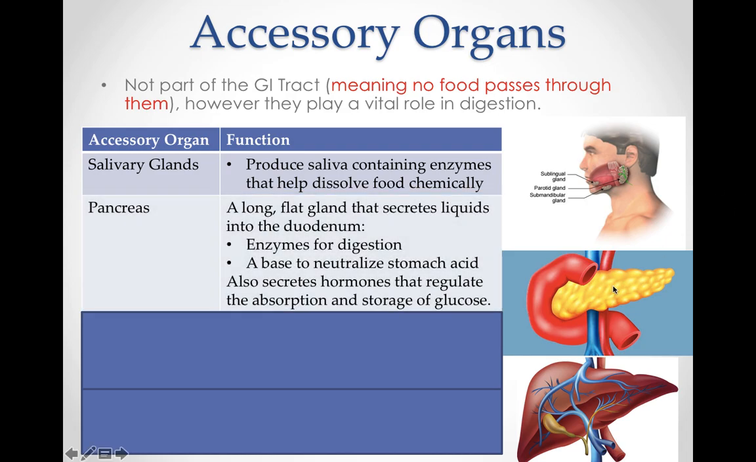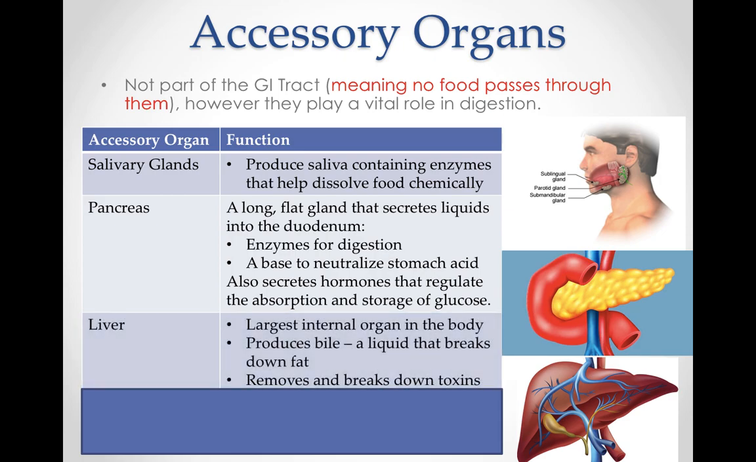The next one is the pancreas, which is this yellow part here. And this is a long, flat gland. So it secretes liquids into the duodenum, which was that first part of the small intestine. And the fluids that it's secreting partly are enzymes that help in digestion. And then it also secretes a base liquid to neutralize stomach acid because our stomach's really, really acidic, but our intestines don't like that acidity, so we need to neutralize that liquid that's coming through so that it's safe to pass through our intestines. And then it also secretes hormones that regulate the absorption and storage of glucose.